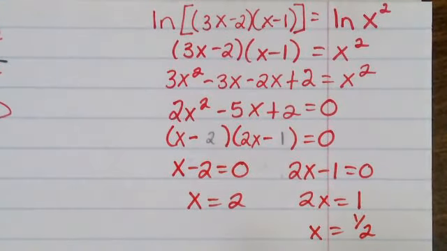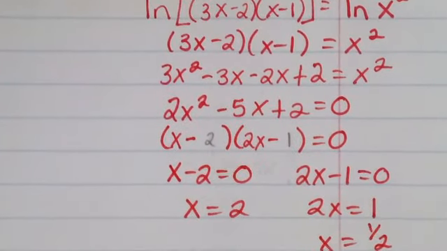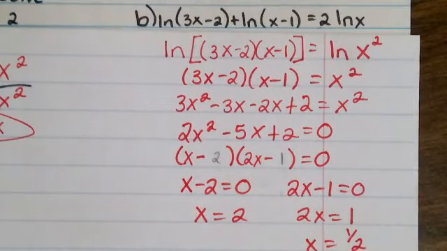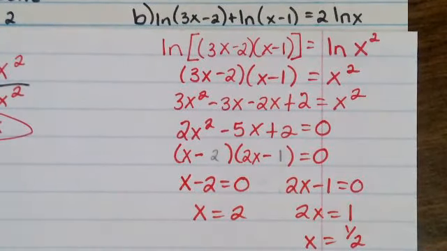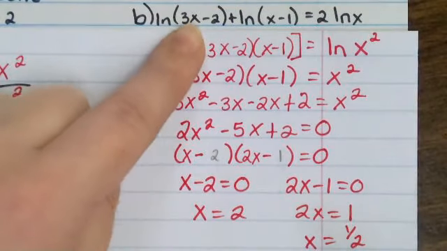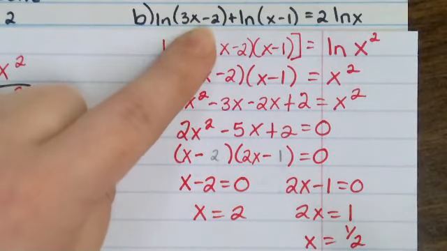Now, we need to take this back and make sure that all of my answers are valid, because remember how we said sometimes you get those extraneous solutions and we don't actually get a real answer. So let's go back to what my original problem was. And we need to check, do either of my answers cause me to have a negative or a 0 in my log? So if I were to plug in a 2 for each of these, 3 times 2 is 6, minus 2 is 4. That's fine.